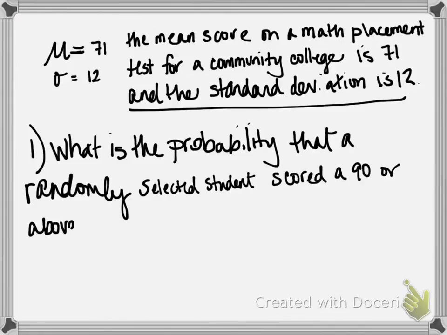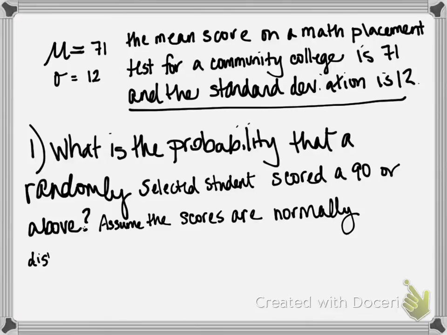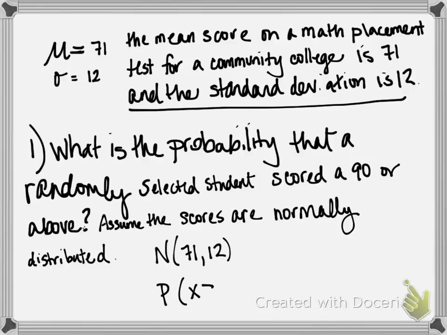So again, there's a mean of 71, a standard deviation of 12. We're assuming that scores are normally distributed. What is the probability that a randomly selected student scores 90 or above? So our model here is normal with a mean of 71, standard deviation of 12, and we're looking for the probability x is greater than or equal to 90.